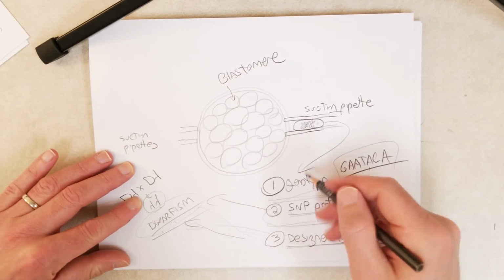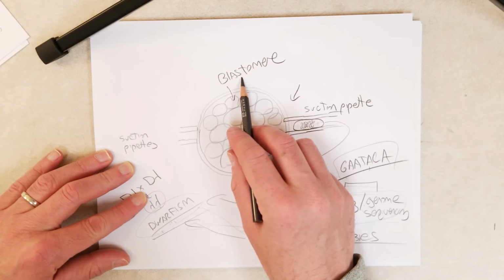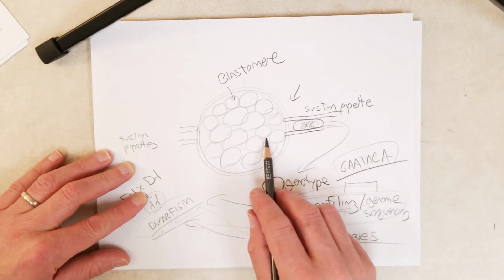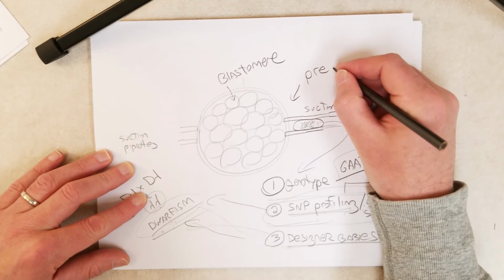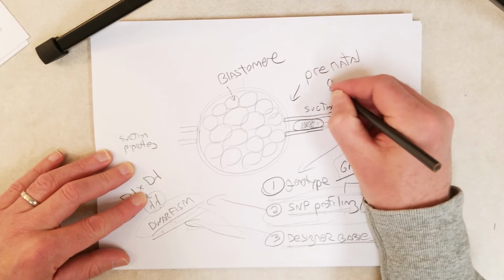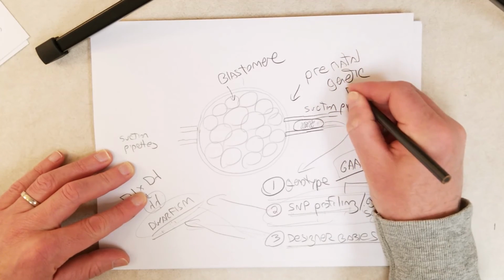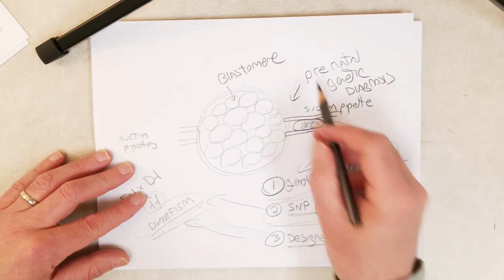One thing I wanted to point out is this method of genotyping using a blastomere at the 16 cell stage is called a pre-natal genetic diagnosis, PGD.